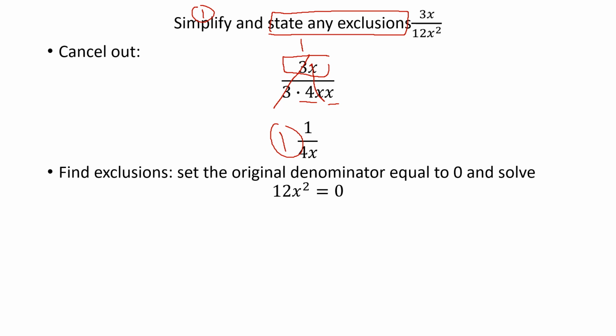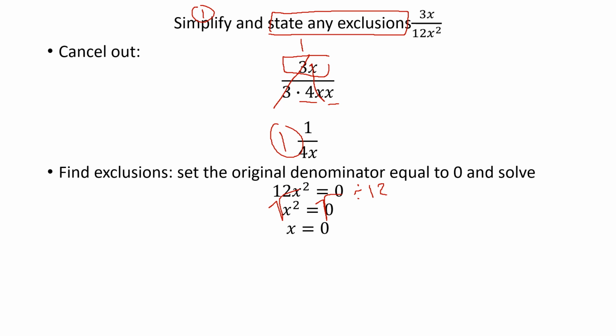So in order to solve this for x, I need to move my 12 over. Divide. 0 divided by 12 is 0. To get rid of my x squared, I square root it, but I can't just square root one side. Remember, to keep things balanced, I need to do the same thing to each side, which just tells me that x equals 0.